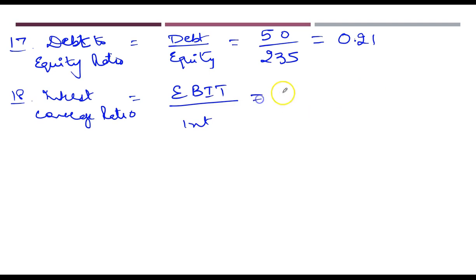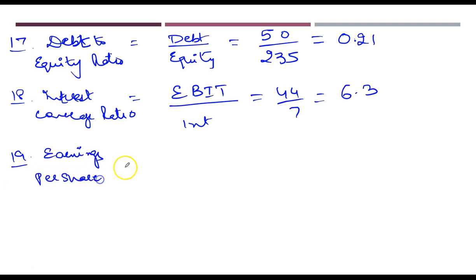So therefore it becomes 44 divided by 7. So 6.3 is the interest coverage ratio. Okay, so this is good. 6.3 is a decent enough interest coverage ratio. Next we have to calculate earnings per share or EPS.